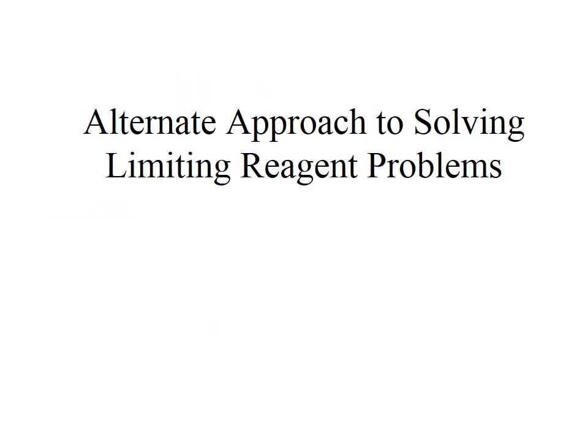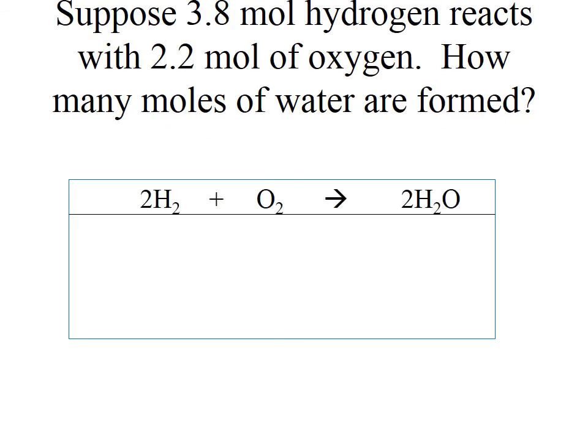All right, let's look at an alternate approach to solving limiting reagent problems. So we have our balanced equation. Some people call this RICE tables, ICE tables, or the ACB tables based on what you're doing. So we have our balanced equation. I know we're given these numbers of moles. That's how much we start with.